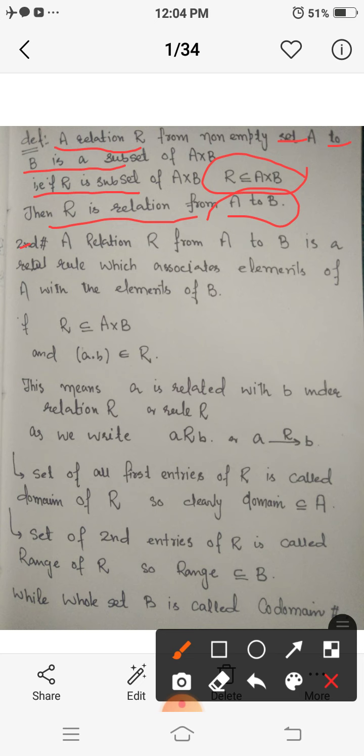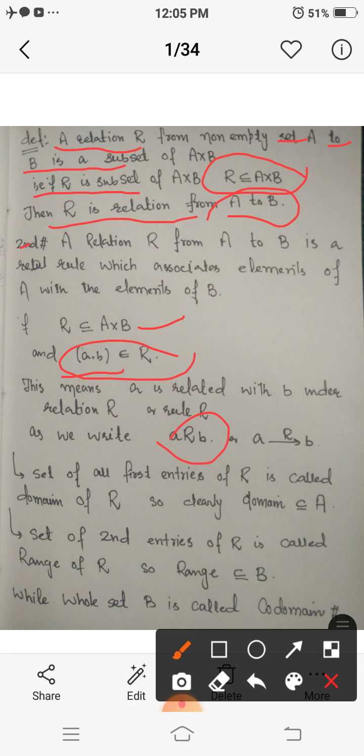If R is a subset of A cross B, this means that its elements are ordered pairs. Now let me consider (a, b) is an ordered pair which belongs to the relation R. When (a, b) belongs to R, this means that a is related with b under this relation R, and we simply write a R b, that is, a is related with b under this relation R.